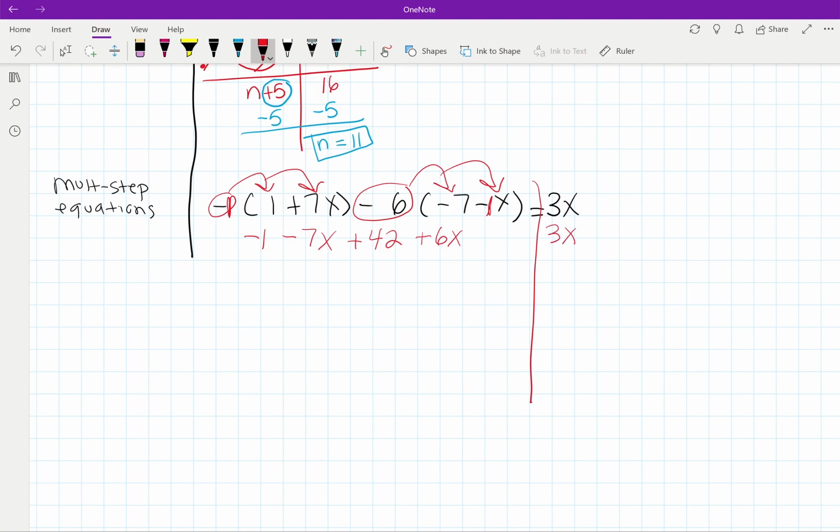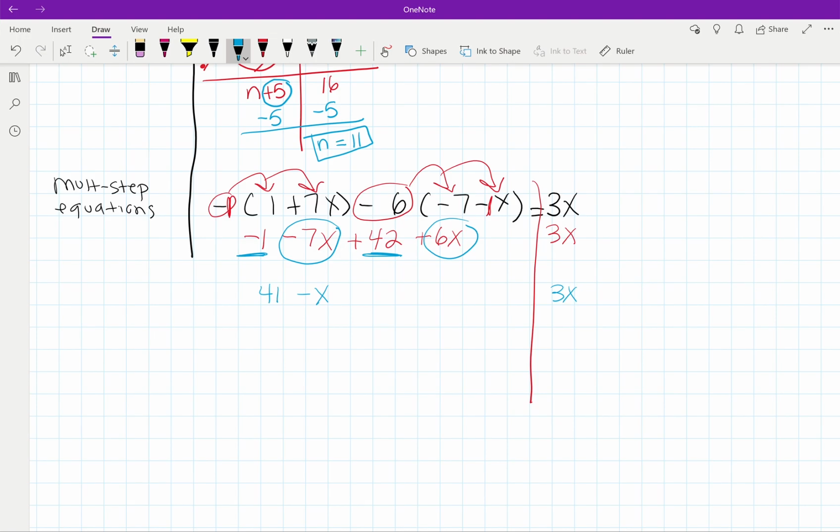Okay. The other thing we learned yesterday was combining like terms, so we're going to do that next. So I have negative 7x and 6x. Then I have negative 1 and 42. Negative 1 plus 42 is 41. Negative 7x plus 6x is negative x. And then, of course, we have our 3x on the other side.